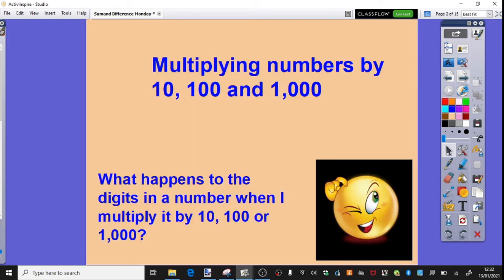So this week we're going to begin with some mental maths practice and we're going to have a look at multiplying numbers by 10, 100 and 1000. Now the first thing I want you to do is think about what happens to a number when I multiply it by 10, 100 or 1000. In particular, what happens to the digits.